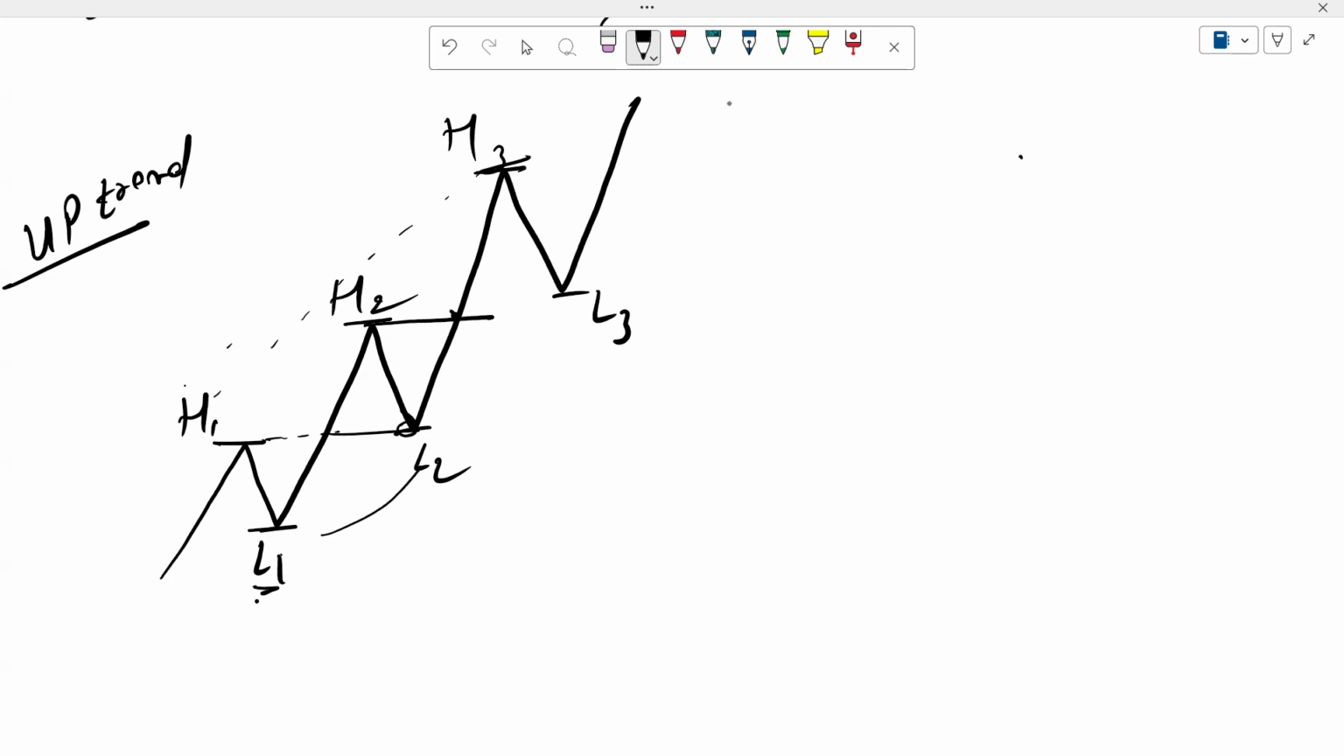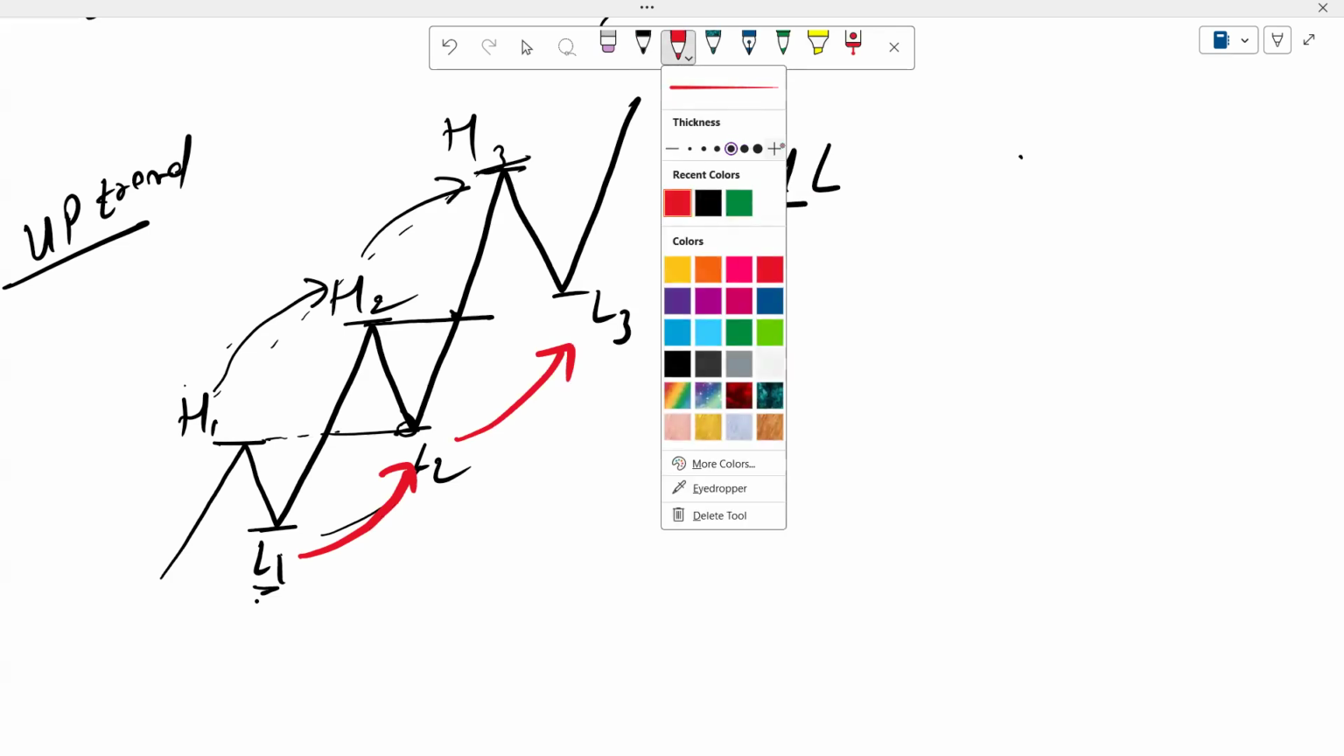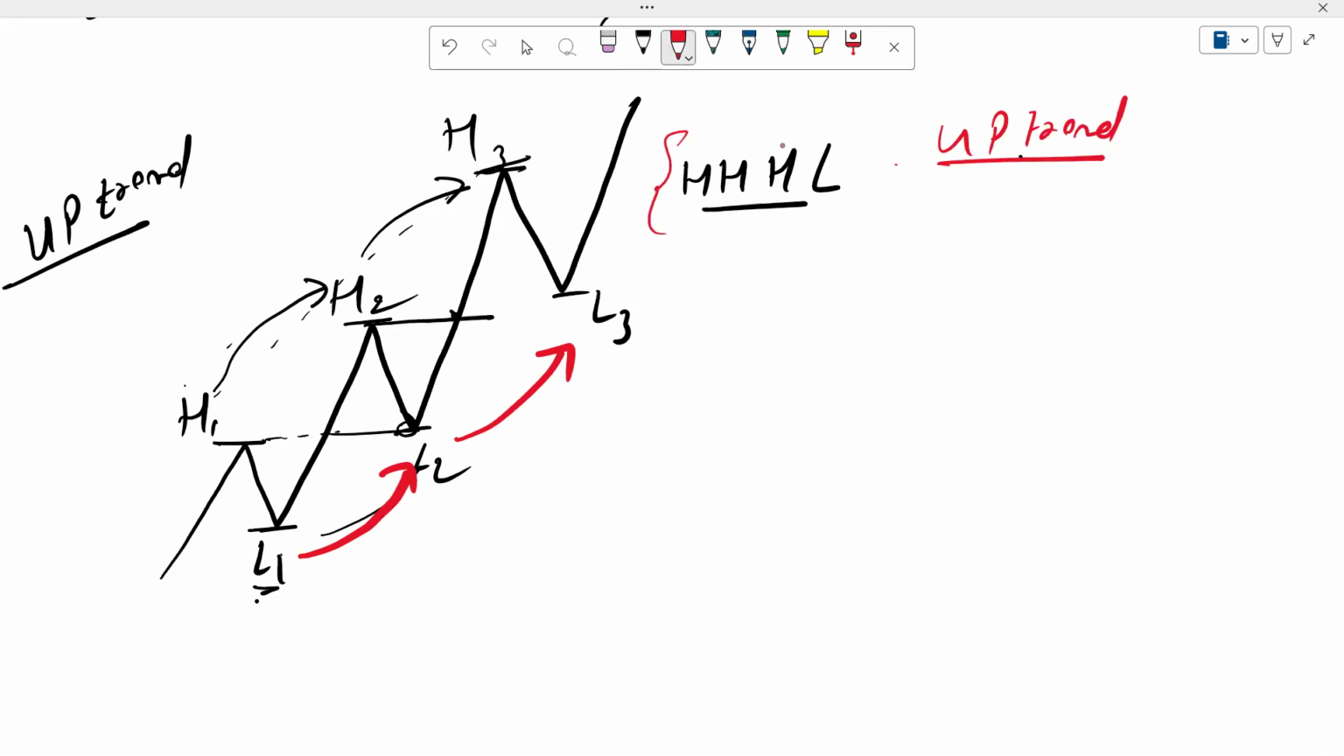So can I call this pattern higher highs, higher lows? Because highs are getting higher and higher, you can see, and lows are also getting higher and higher. That's why it's a higher high and higher low. This is the uptrend. In any uptrend, there will be higher highs and higher lows.